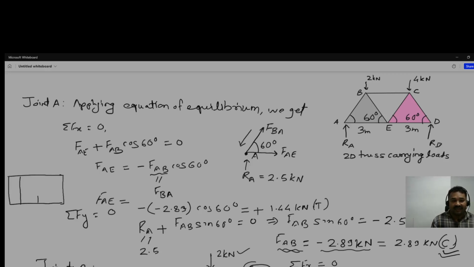And these are the magnitude, and this is suppose nature, and this is magnitude, this is members. So nature means the tensile, compressive, okay, thank you.